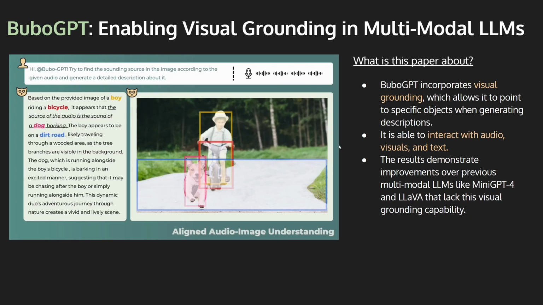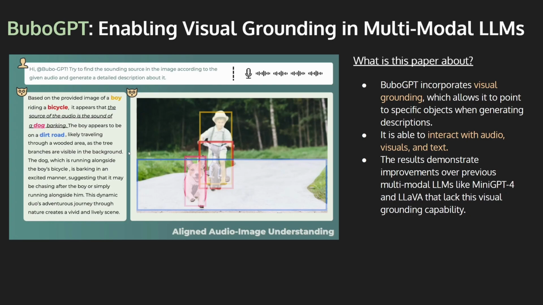It demonstrates improvements over previous large vision language models like Mini GPT-4, which was pretty big, and Java. I don't know how it's pronounced. And yeah, it's able to interact with audio as well, not just visuals and text like some of the other large vision language models. And it incorporates something called visual grounding, which is basically locating objects of interest, right? Detecting these objects of interest. And I believe this is actually open set detection. So it's able to detect the object of interest without being trained on these objects specifically.